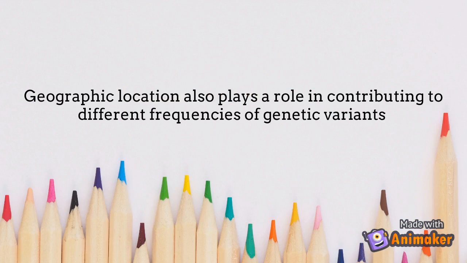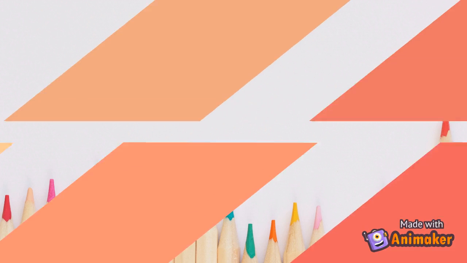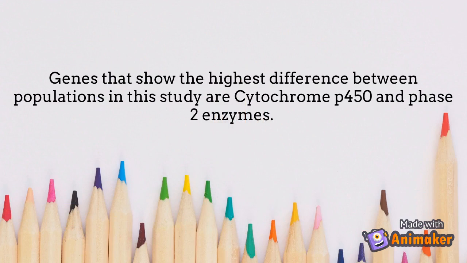Geographic location also plays a role in contributing to the difference in frequencies of genetic variants. Genes that show the highest difference between populations in this study are cytochrome P450 and phase 2 enzymes.